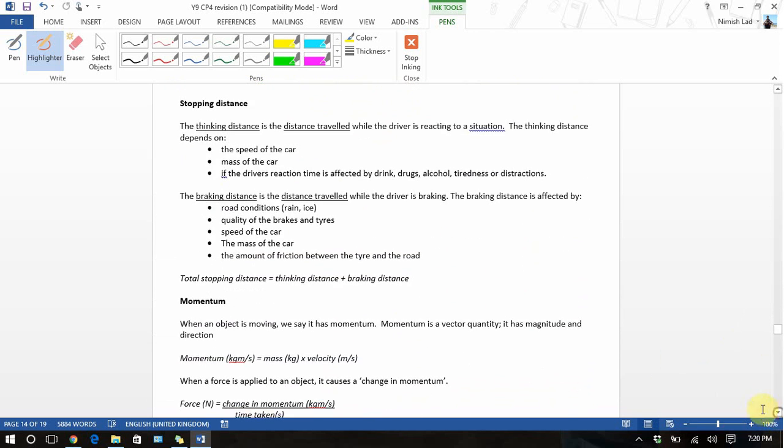Okay, we'll now move on to stopping distances. The thinking distance is the distance travelled while a driver is reacting to the situation. So in other words, it's to do with the reaction time. So that's to do with the speed of the car. The driver's reaction time can be affected by drink, drugs, alcohol, tiredness, or distractions.